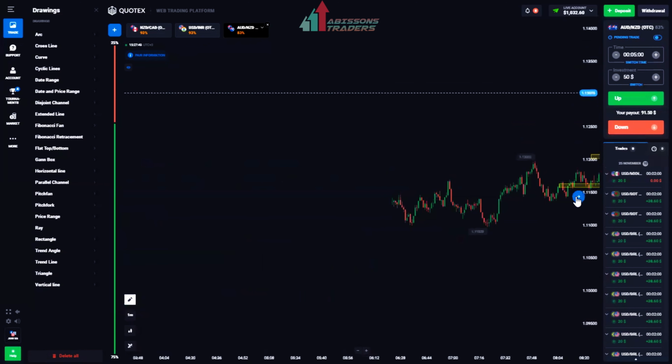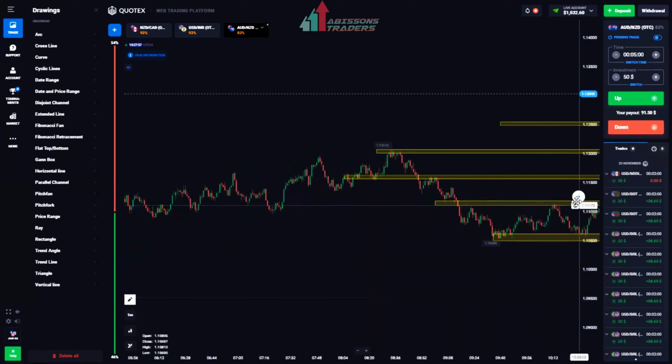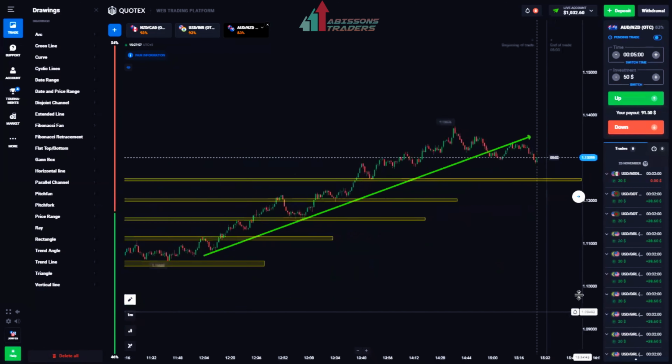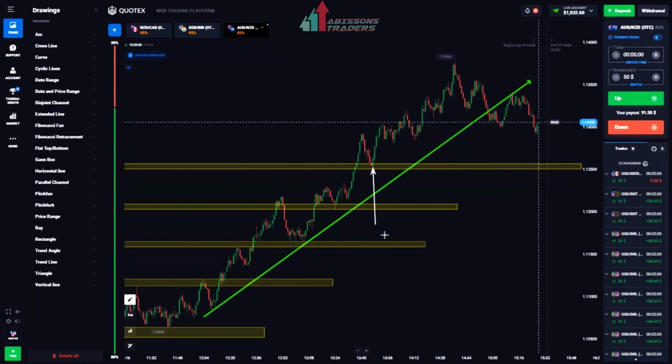There's nothing, so we leave it like that, because of this reversal here, right? That's how I place it. Then we have another zone here, so let me put it there.